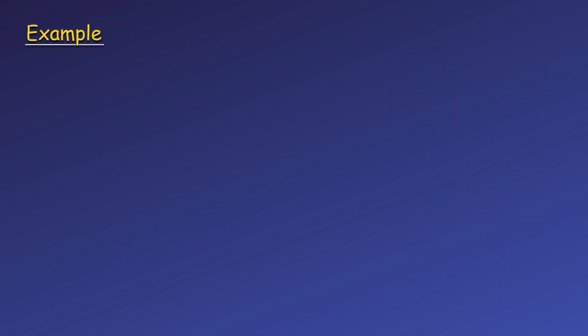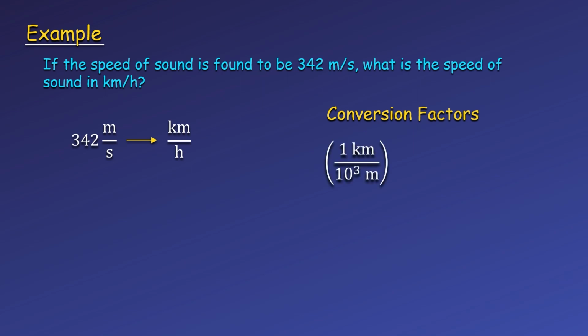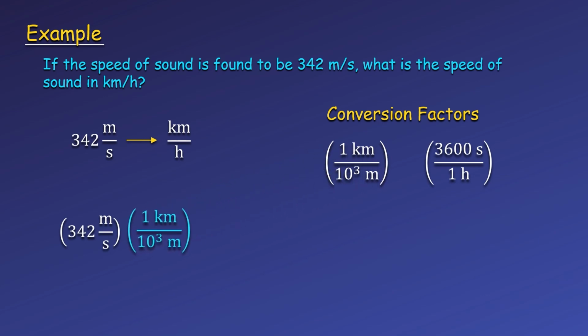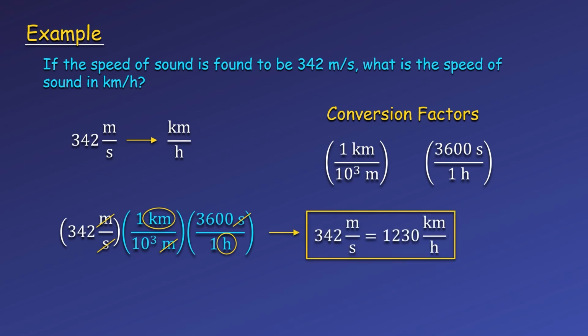In the first example, we have the speed of sound as 342 meters per second, and we want to convert this to units of kilometers per hour. 1 kilometer is equal to 10 to the third, or 1,000 meters, and 1 hour is equal to 3,600 seconds. We want to be left with kilometers on top and hours on bottom, so we'll use these two conversion factors. Now we'll multiply by each one and cancel the units that appear on both top and bottom. I like to circle the units that are left to make sure I didn't make any mistakes, and we find that 342 meters per second is equal to 1,230 kilometers per hour.